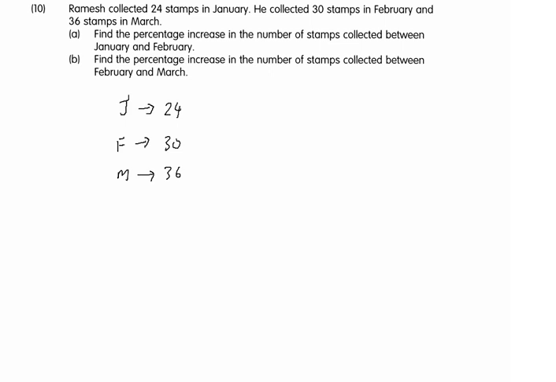So I'm comparing between January and February, right? So you know that in February we can see an increase, right? Increase of how many? 6. Of course, we need to show our working for how we get 6. 30 minus 24 equals 6. But to find the percentage increase, we know the increase is 6.